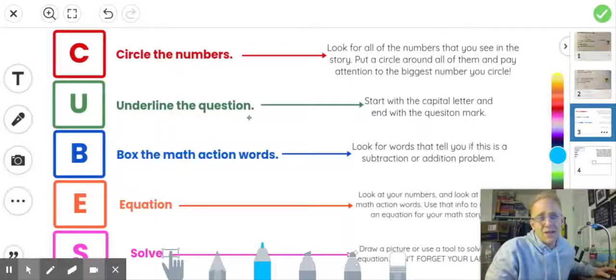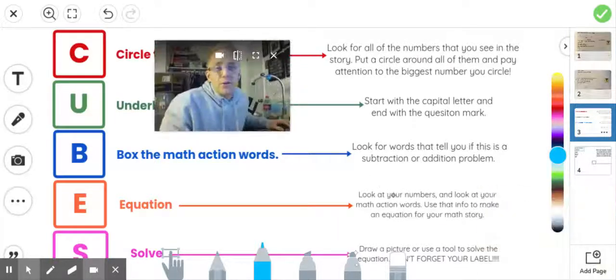B, box the math action words. Remember, I'm going to show us what those math action words are that we're going to be working with, our missing addends. We've been doing it for a while, just to remind us again. But you're going to do those math action words. You're going to put a little box around them. E, equation. We're going to write our equation. Remember that it's important to always look at your numbers and those math action words to decide what kind of equation you're going to write, where those numbers are going to go, especially after we've circled them. We look for that bigger number, where does it go, and everything from there.